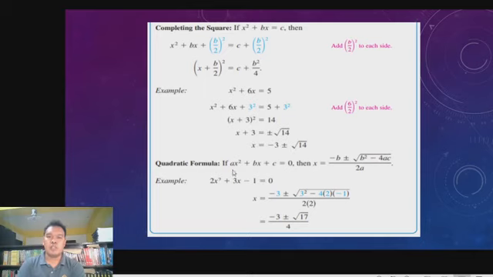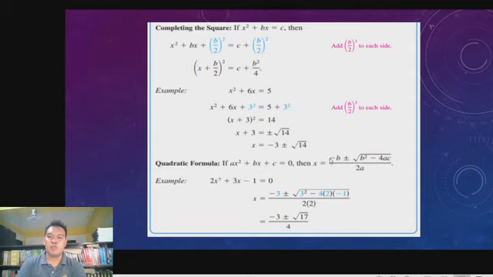Then, for the quadratic formula, we have ax squared plus bx plus c is equal to 0. Then, x is equivalent kay negative b plus or minus the square root of b squared minus 4ac over 2a. So, example, we have 2x squared plus 3x minus 1 is equal to 0. We have a which is 2, b which is 3, and c which is negative 1.